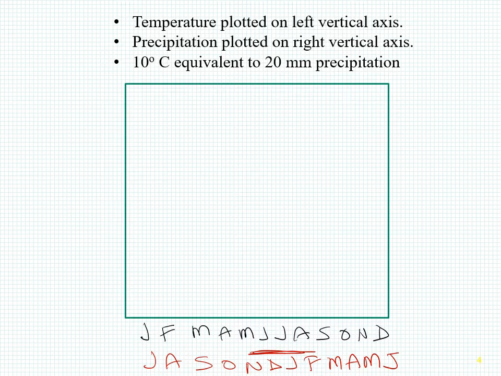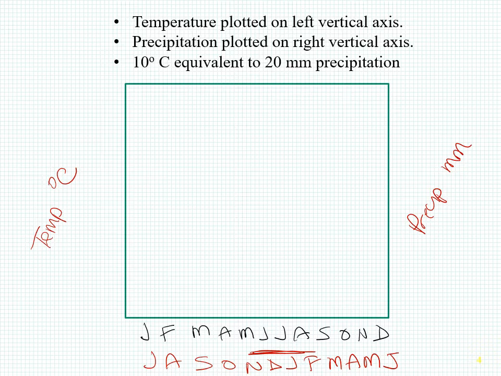On the left vertical axis, we put temperature in degrees Celsius. And on the right, we're going to have precipitation, which is in millimeters. Obviously, in your science class, you're using the metric system. And so a 10-degree increase in temperature is going to be associated with a 20 millimeter equivalent of precipitation.